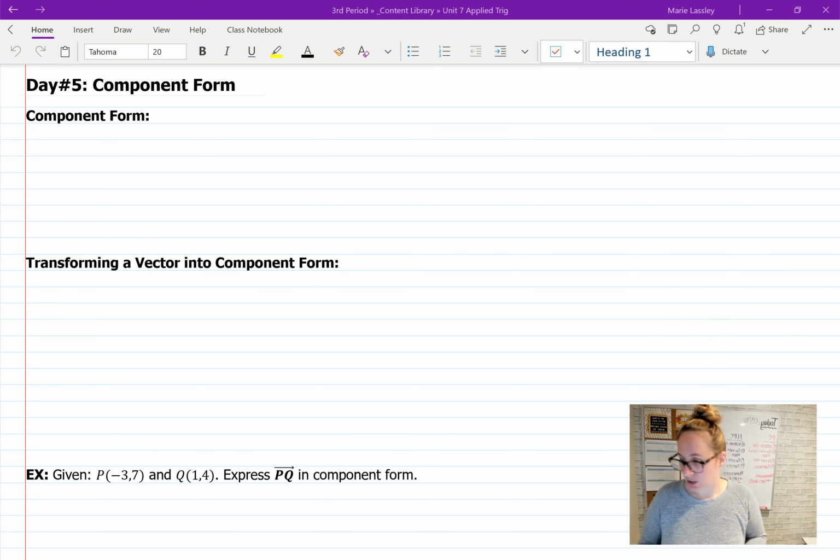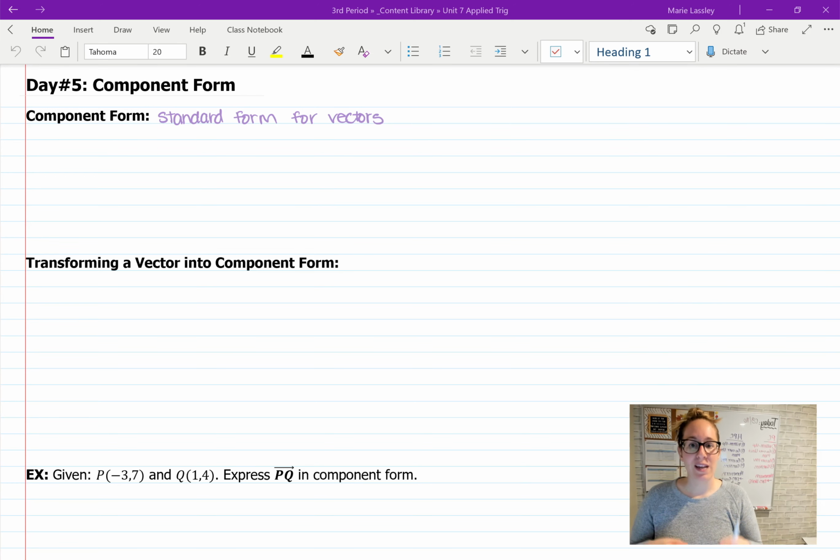Okay, so just to recap, component form is kind of like our standard form for vectors. Before we can add, subtract, multiply, which we are going to do all of those things, before we can do any of those kind of mathematical things with vectors, we do have to get them into their standard form, which is this component form.